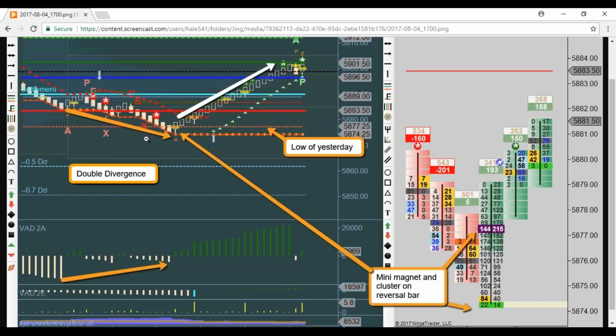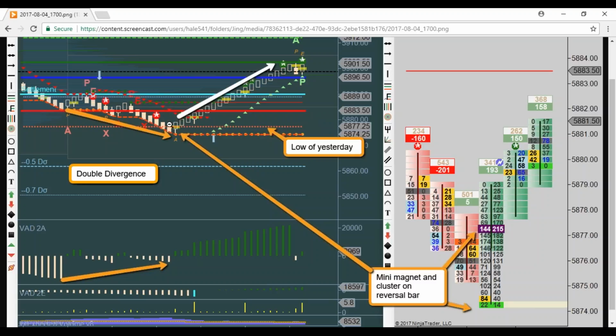So you wait for at least double or triple divergence, a reversal bar out in the middle of nowhere, or a reversal bar at a level hitting resistance. Bar closes up, leaving orders down here, mini magnet with a cluster, you take it. Does that make sense? Everybody see that?